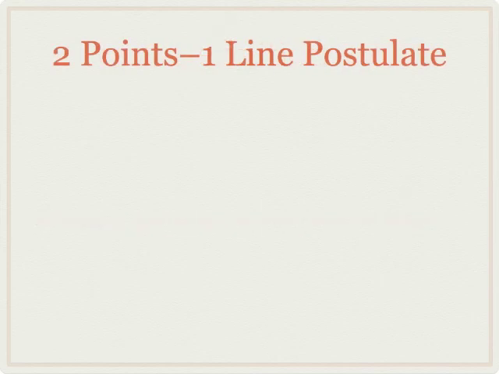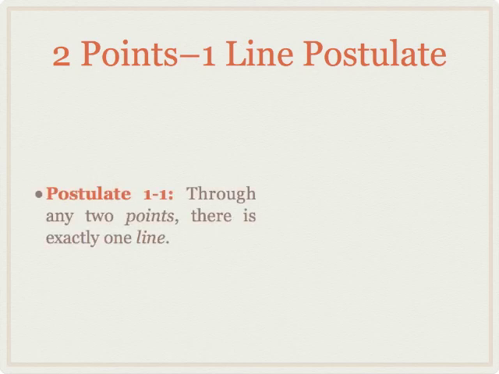Our first postulate I like to call the 2 points, 1 line postulate. It simply says that through any 2 points, there is exactly 1 line. If you think about it, this has to be the case because in order for more than 1 line to go through 2 points, one of the lines would have to be curved. And we already know that lines are straight paths. Hence, this is a postulate that we can simply accept to be true. This is also why we use 2 points on a line to name it.